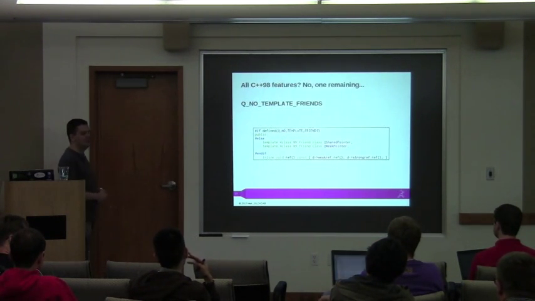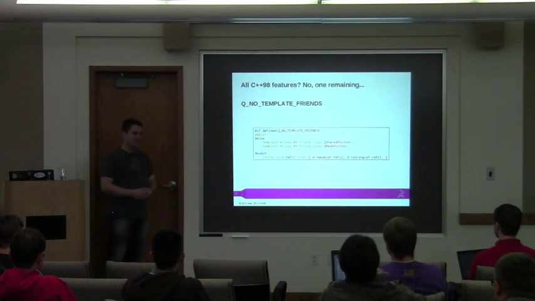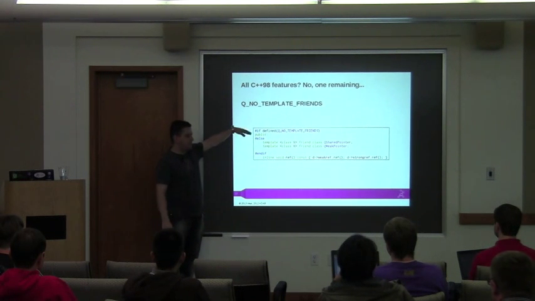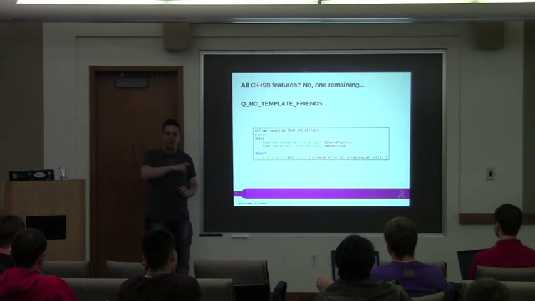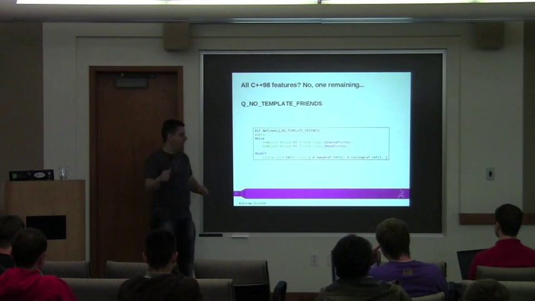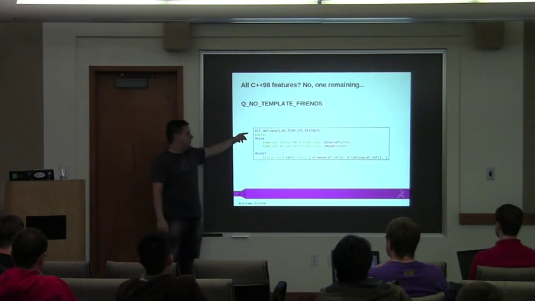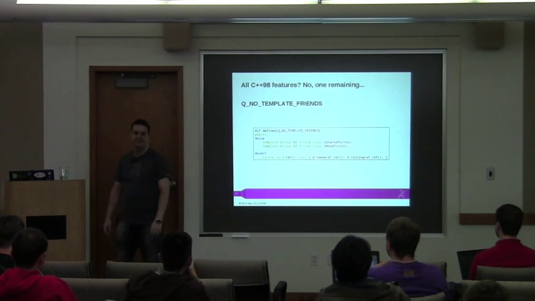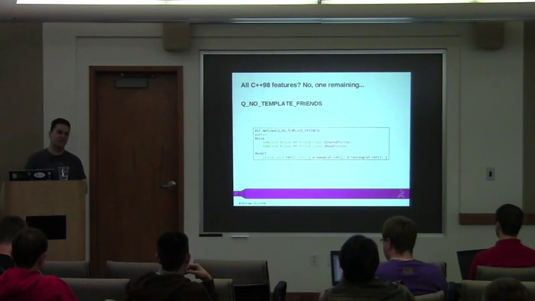So I said all features. Well, there's one remaining feature that is still not supported on all C++ compilers: template friends. This code here is QSharedPointer, and inside QSharedPointer I'm trying to declare friendship with QSharedPointer itself, but with a different template parameter. This is only supported, as far as I can tell, in GCC and GCC-compatible compilers, that's Clang and ICC. On other compilers, it just makes these functions public. So we still have one remaining C++98 feature that is not supported in all compilers that we support today.